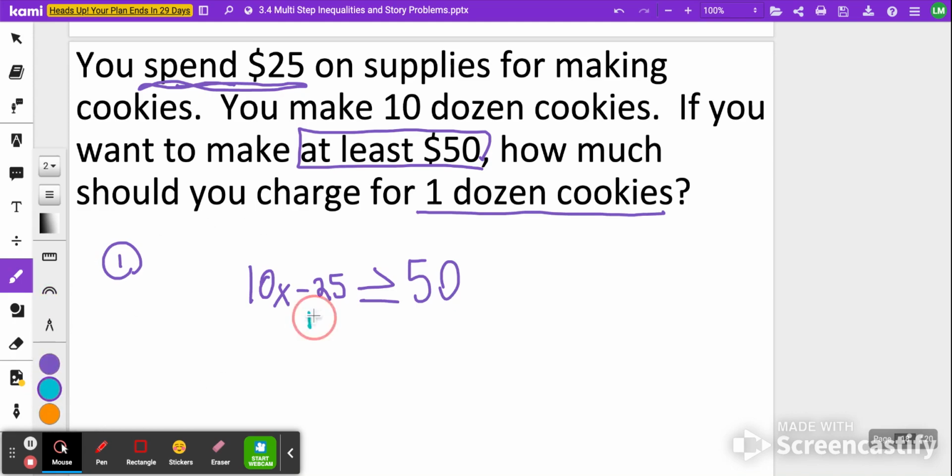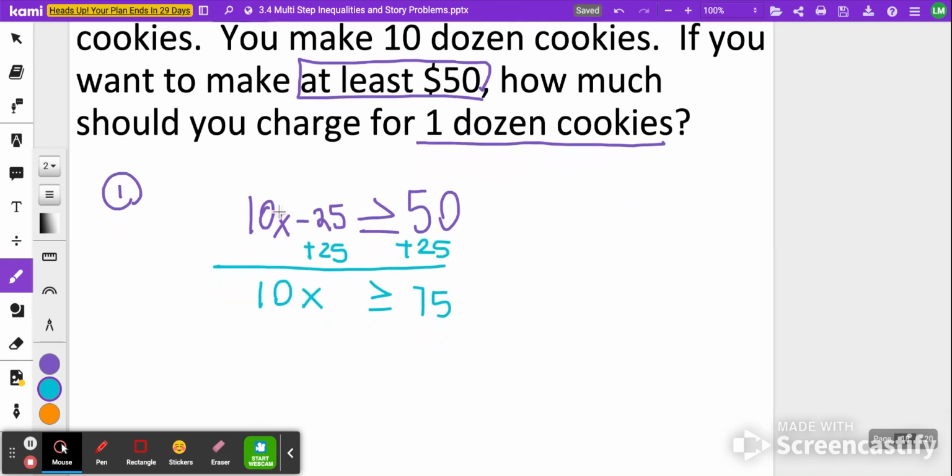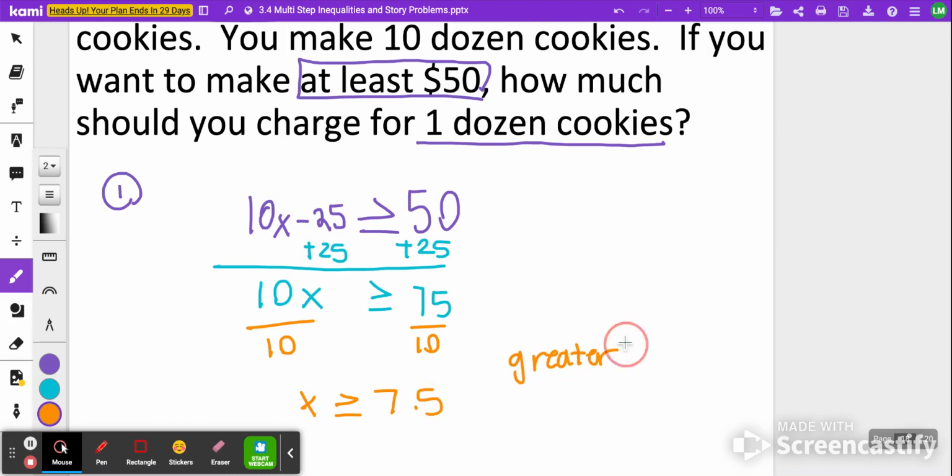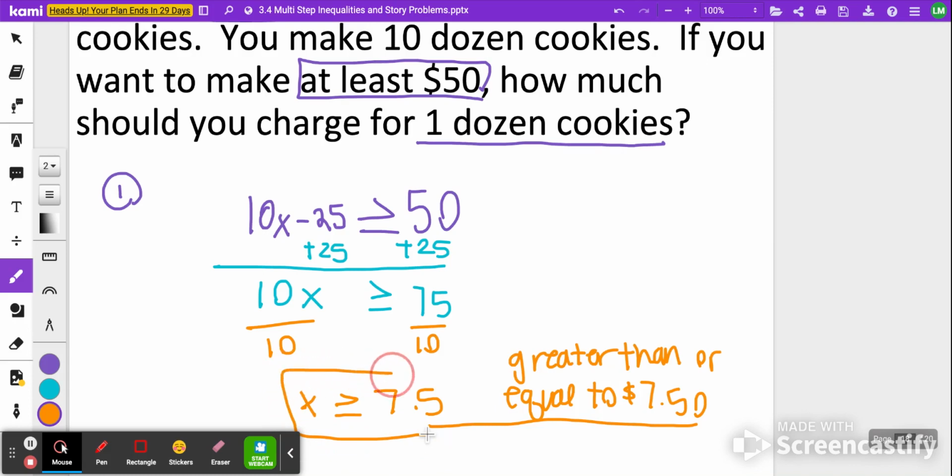Let's begin. The first thing I'm going to do is add 25 to both sides. So in order to get that at least $50, I'm adding that $25 to each side. So now I'm having 10x is greater than or equal to $75. This would just now be my last step of dividing by 10. You should get a decimal here. X is greater than or equal to $7.50.